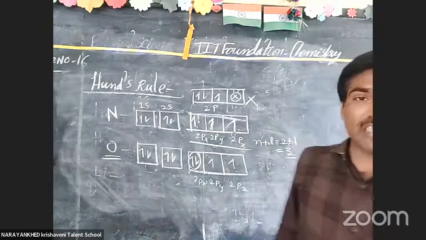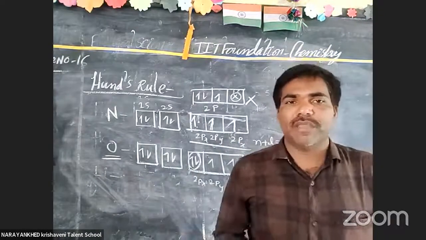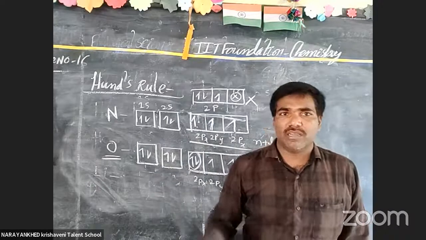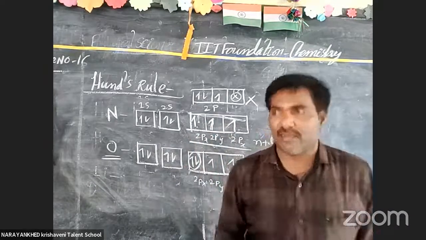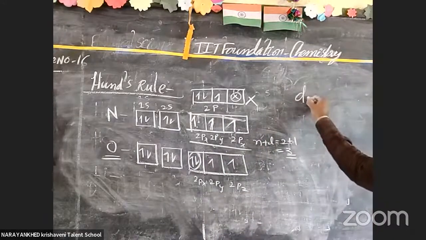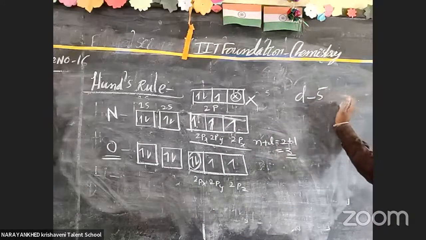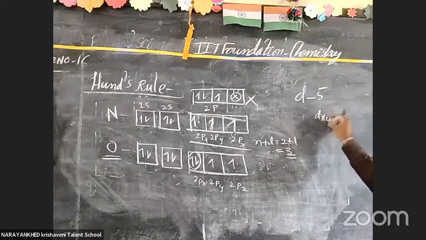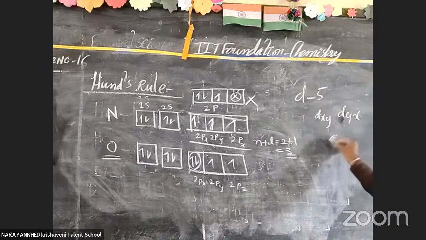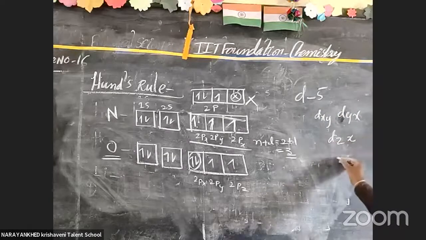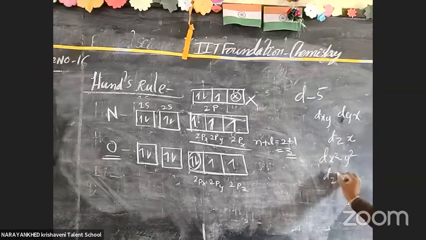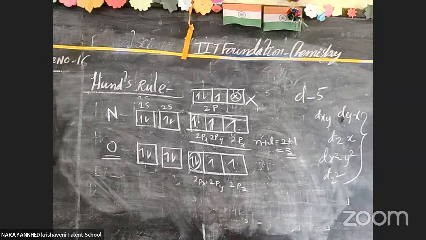Hund's rule gives how electrons are distributed in orbitals when the energy value is the same. In this, degeneracy comes in. Suppose you take a d orbital, it contains 5 degenerate orbitals. How many? 5 degenerate orbitals. One is dxy, another is dyz, another is dzx. Clear or not? Another one is dx square minus y square. Last one is dz square. These are the 5 orbitals, and they are called degenerate orbitals.